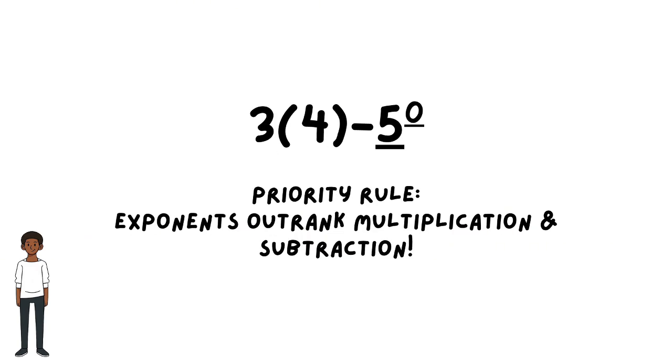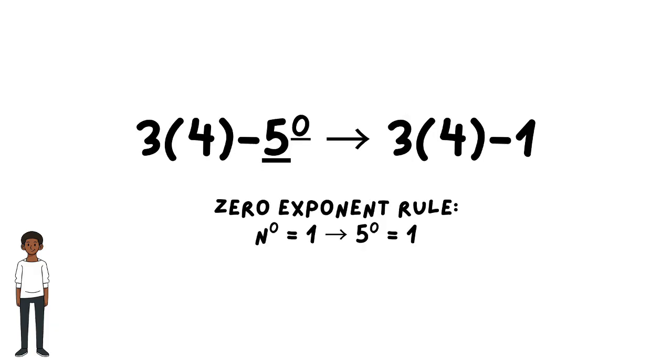Next, we look at exponents, which take priority over multiplication and subtraction. We need to evaluate 5 to the 0 power. Step 2. Evaluate 5 to the 0 power. Always remember the zero exponent rule. Any non-zero number raised to the power of 0 equals 1. Replacing 5 to the 0 power with 1 simplifies our expression to 3 times 4 minus 1.